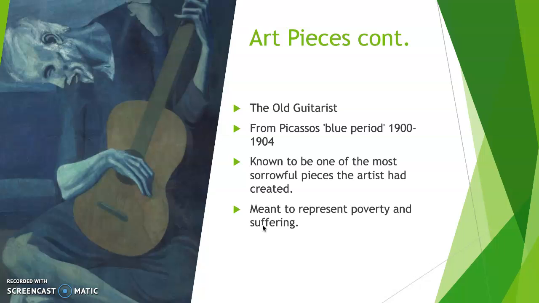As you can see by this guitarist, he's slumped over, he looks sad, he looks like his clothes are worn out. His hands are bony, which kind of means that he's malnourished. During this Blue Period, Picasso painted with mostly blues and blue-greens, along with some different colors like the browns, as you can see in the guitar.